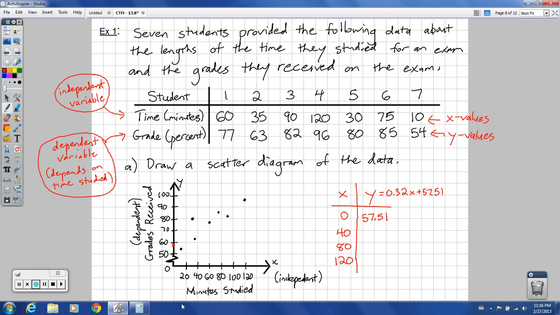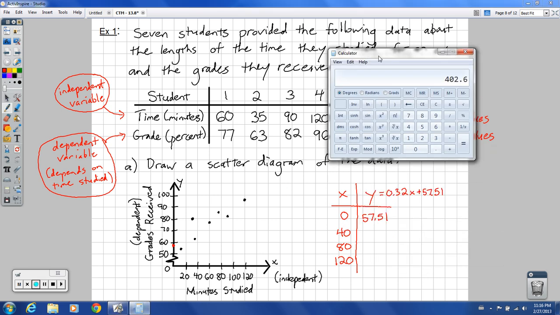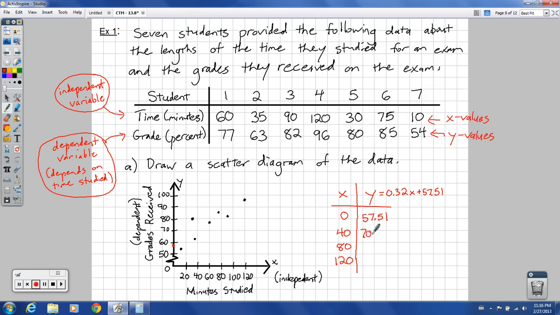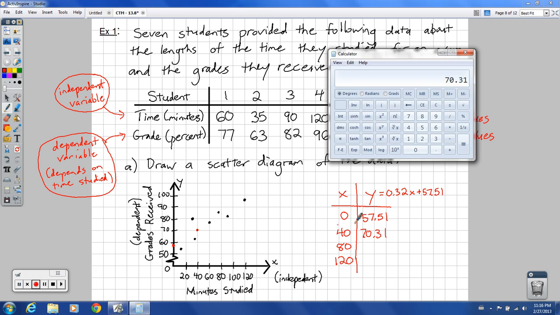If I plug in 40 into this equation, let's see what that gives me. So I'm going to have 0.32 times 40 plus 57.51. That gives me 70.31 right here. So 70.31, let's plot that point, 40 and 70.31, just barely above 70 right there. So I got it pretty much right on it, but that's essentially where it's going to be.